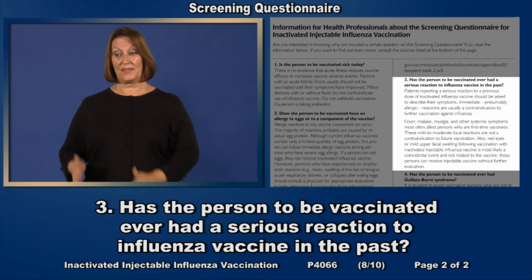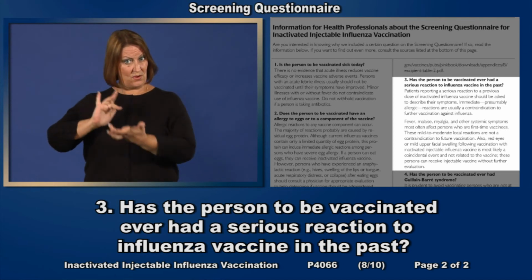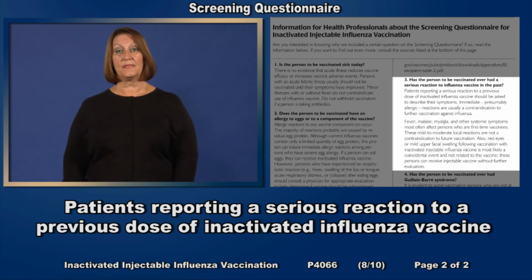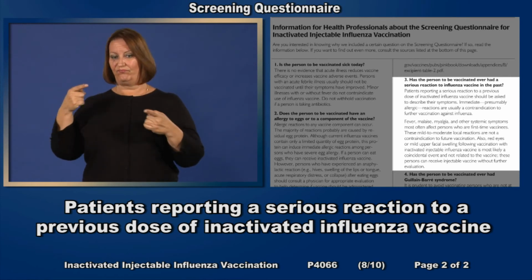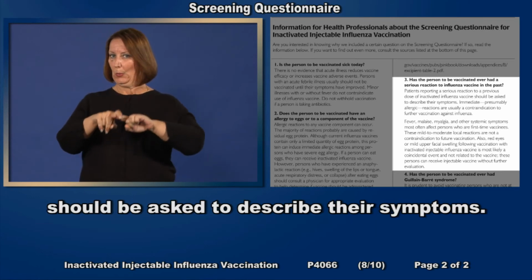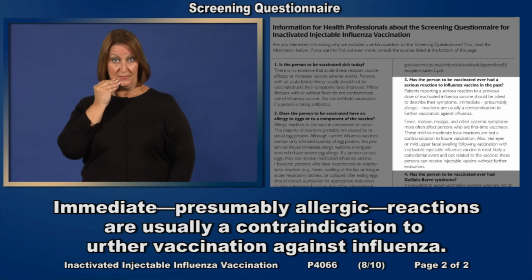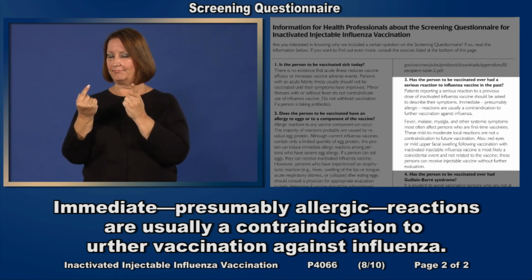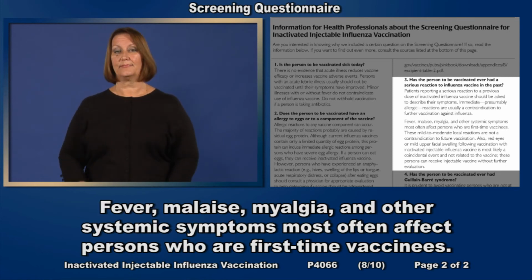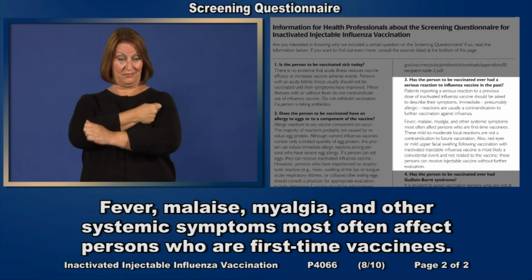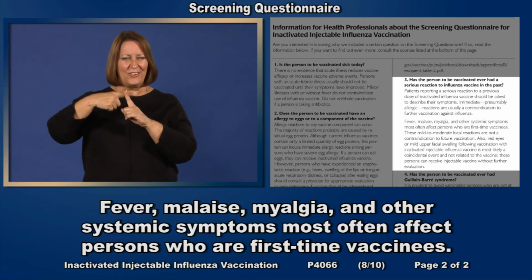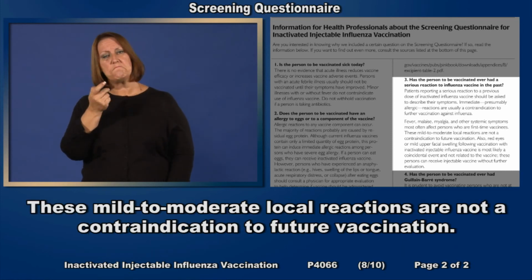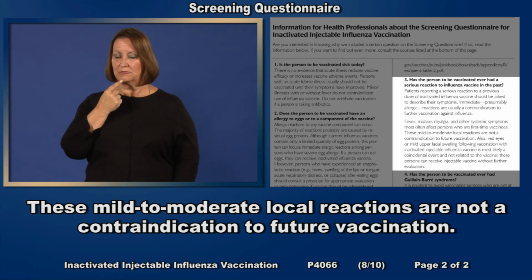Three, has the person to be vaccinated ever had a serious reaction to influenza vaccine in the past? Patients reporting a serious reaction to a previous dose of inactivated influenza vaccine should be asked to describe their symptoms. Immediate, presumably allergic reactions are usually a contraindication to further vaccination against influenza. Fever, malaise, myalgia, and other systemic symptoms most often affect persons who are first-time vaccinees. These mild to moderate local reactions are not a contraindication to future vaccination.